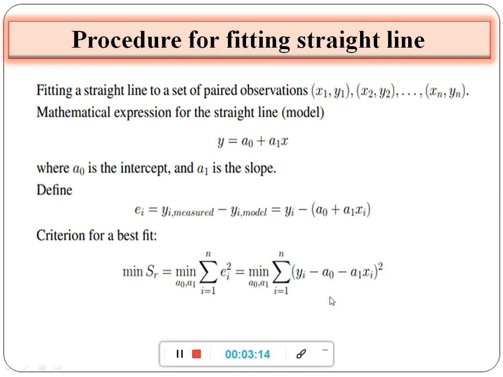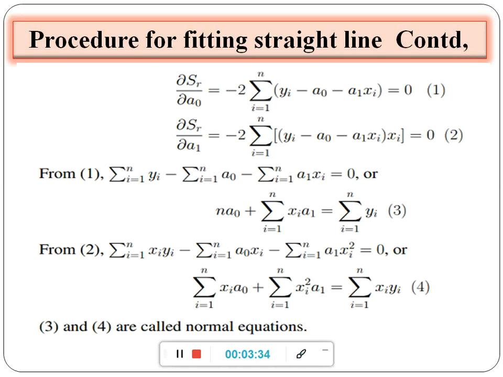Here we are going to apply the maxima minima condition. What is the condition for maxima minima for several variables? First, differentiate partially with respect to one variable and put it equal to 0. Then differentiate with respect to another variable and put it equal to 0. Same thing here. First differentiate with respect to a0, because a0 is an unknown variable, and we get an equation equal to 0. Similarly, if we differentiate with respect to a1, we get an equation like this, but here we have xi.